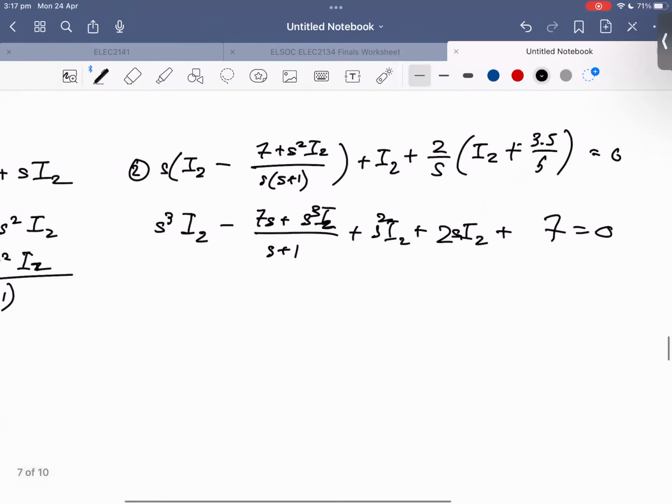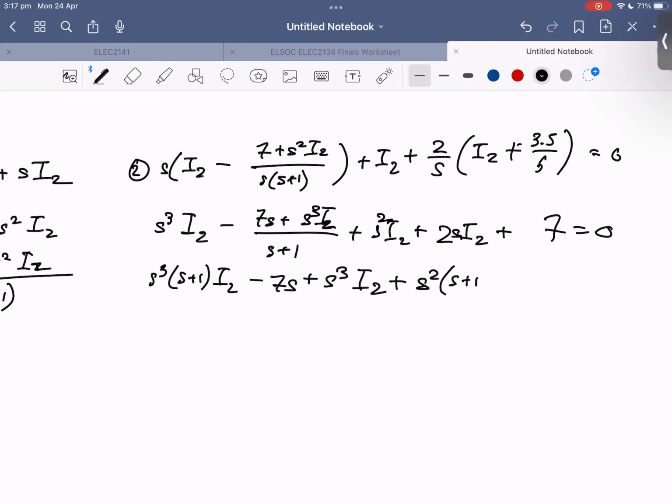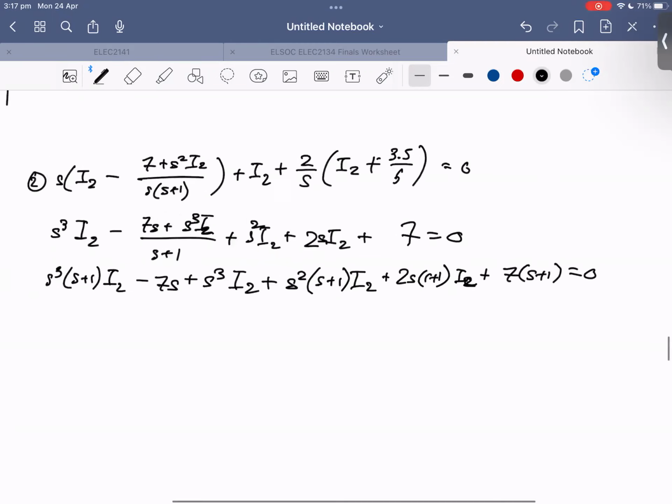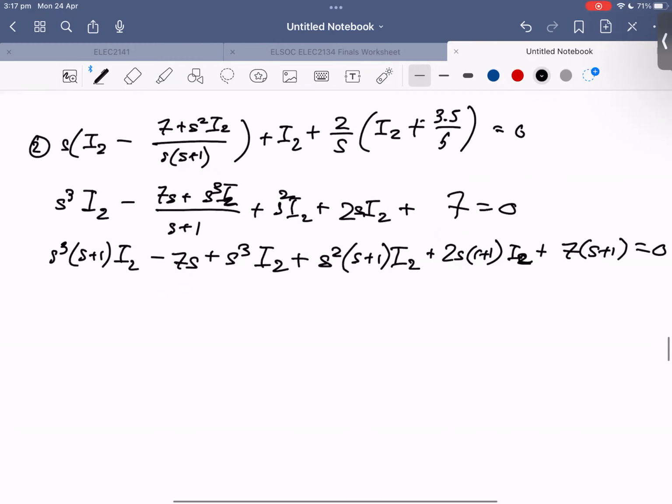Okay, and then lastly, I'm just going to get rid of the bottom denominator. So S cubed S plus 1 I2 minus 7S plus S cubed I2 plus S squared S plus 1 I2 plus 2S S plus 1 I2 plus 7S plus 1 equals 0. Okay. Yes, it's a bit of a lengthy equation. I'm going to have to simplify it a little bit.